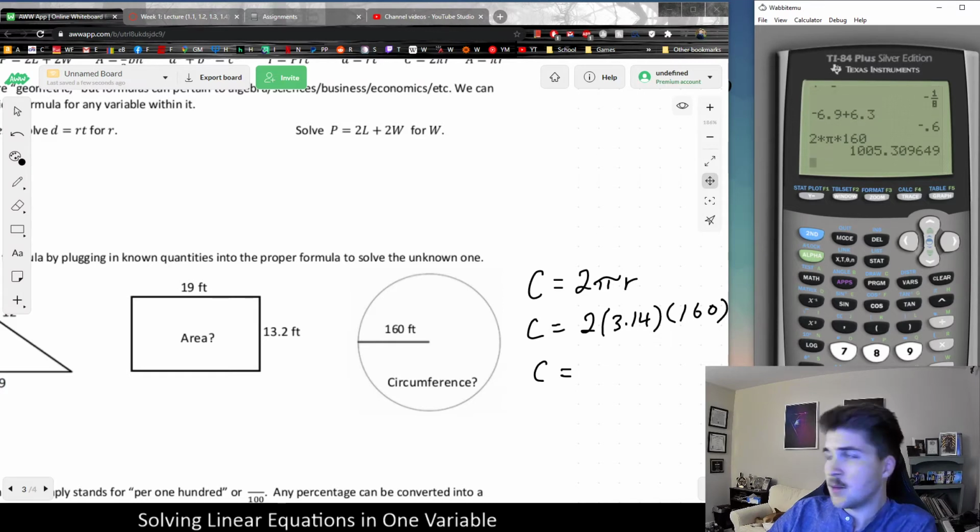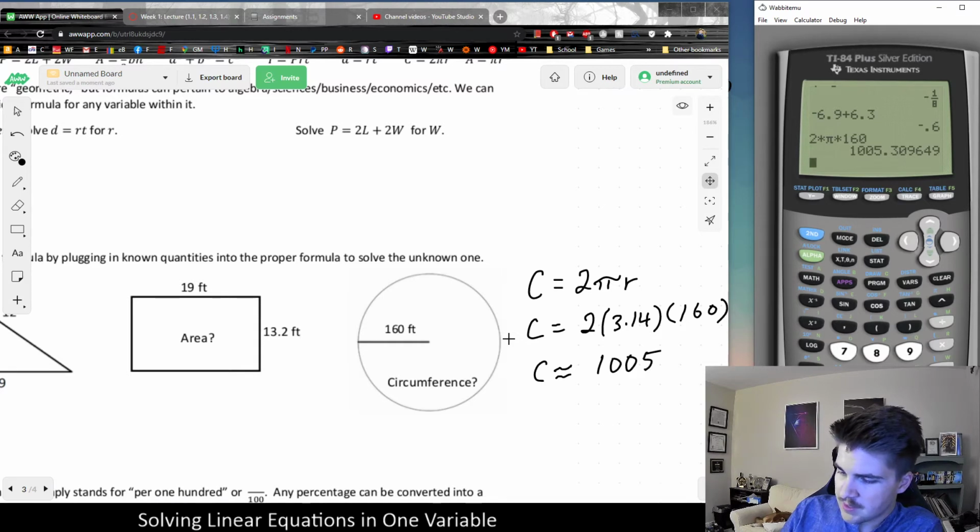And that would give me the approximate circumference. Also, when we're using approximated values, I will often use a different symbol instead of the equal symbol. The equal symbol always implies exactness in the answer, whereas 3.14 is not the exact value of pi. Pi is technically an infinitely long decimal, and it's impossible to be exact. So I'm just going to switch to the approximate symbol instead. So it's approximately 1,005 feet circumference.